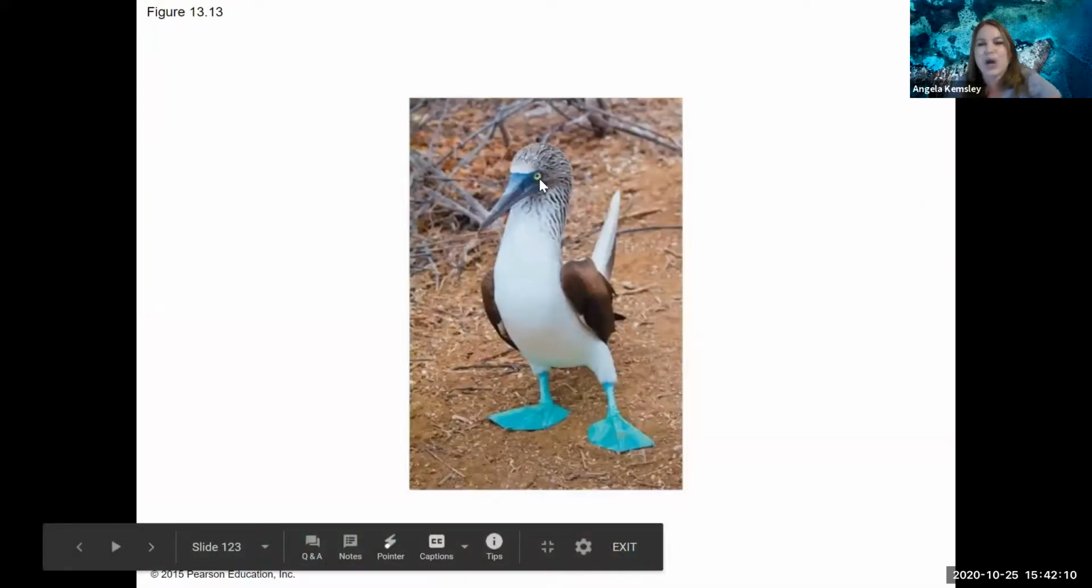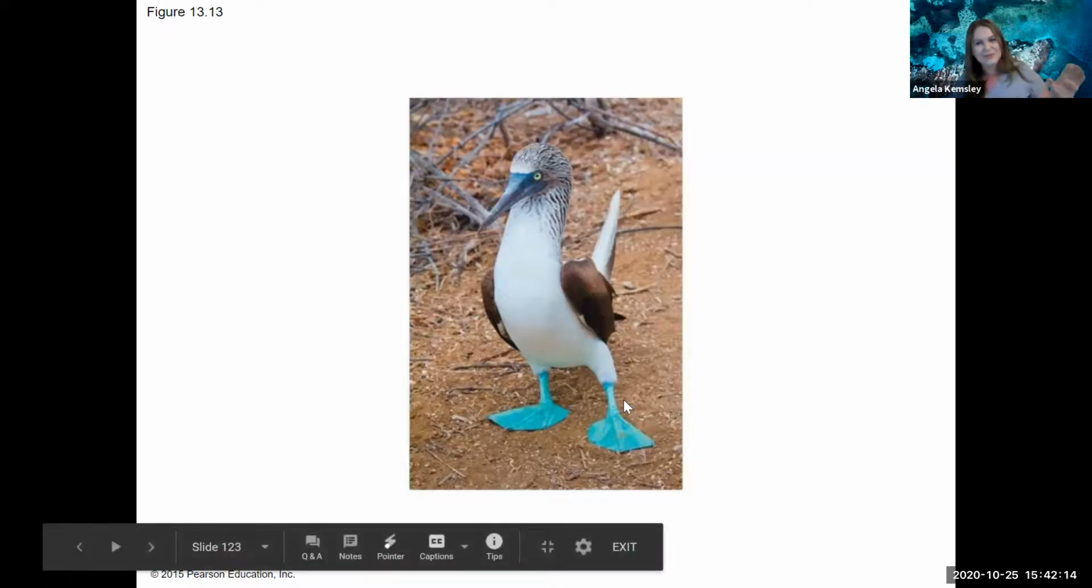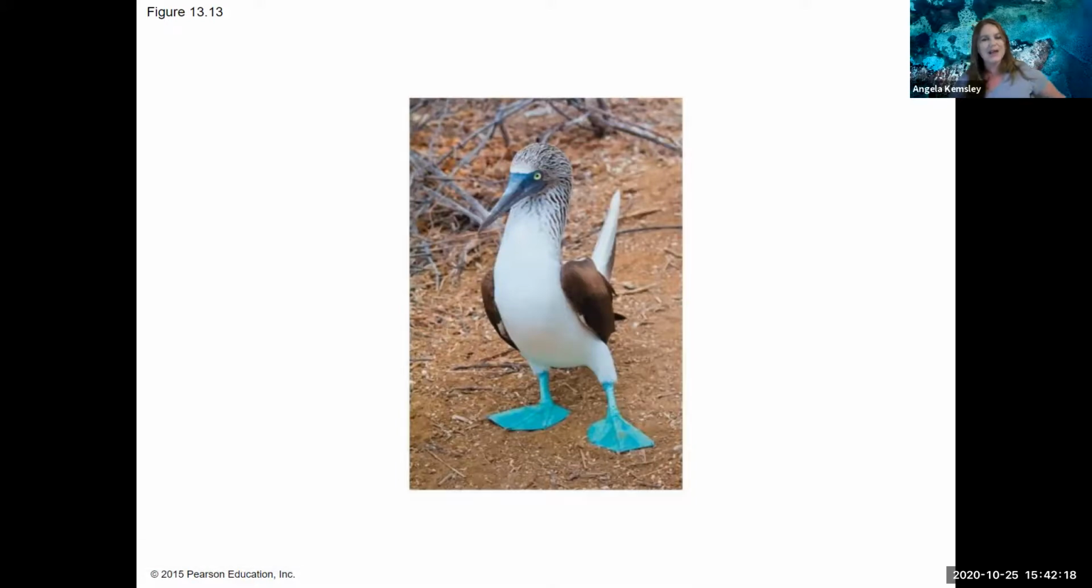So if you take a look at this bird, this is the blue-footed booby. It's got these bright blue feet, which when you first look at it, you're like, wow, those are some bright blue feet. That's going to attract some attention. That could be good. That could be bad. It could be bad as in, those might look delicious, and so some predators might want to eat it. But at the same time, they could also be real attractive to some mates.